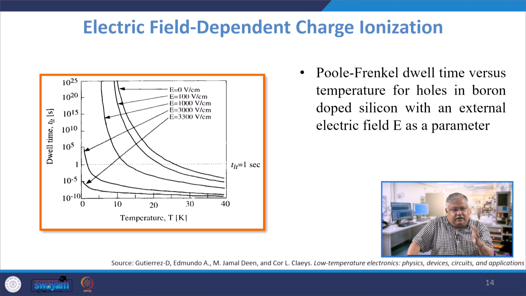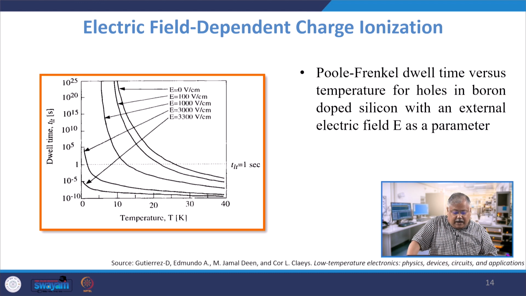I am varying the electric field and I am plotting the dwell time of a Poole-Frenkel. So it is basically Poole-Frenkel ionization, and I am plotting the dwell time with respect to temperature. As we can see, as the temperature increases, obviously the dwell time reduces, which is as per our understanding till now, right.